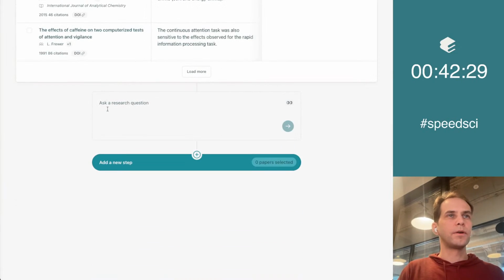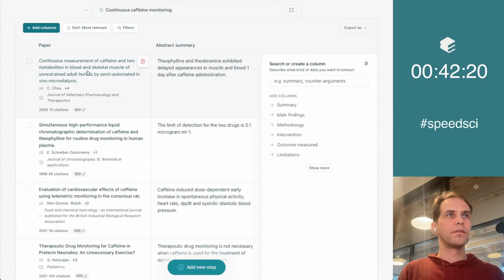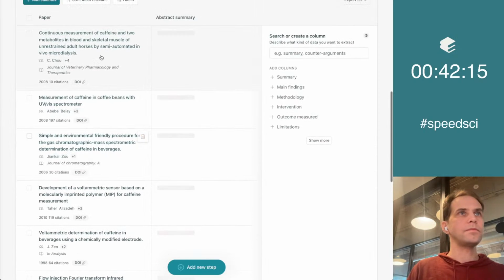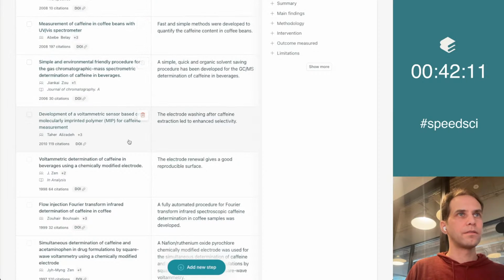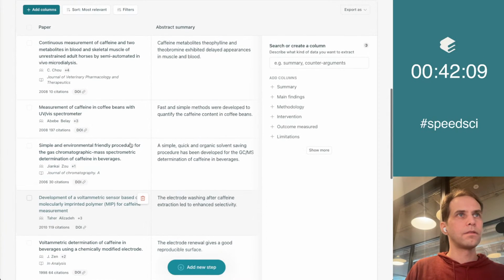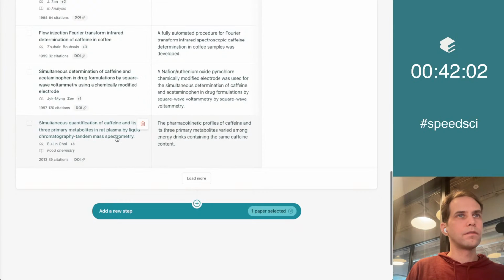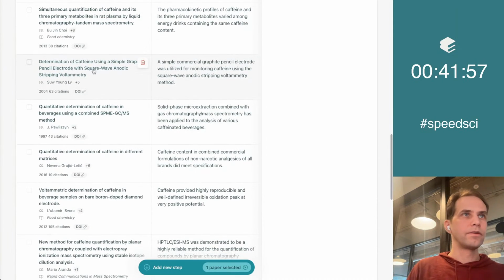I'm also going to ask about continuous measurement of caffeine, since this is the title of the first paper here, and see if there's anything relevant. Yeah, that's the paper. Cacao beans. I'll click load more with the paper selected to see if there's something relevant here.